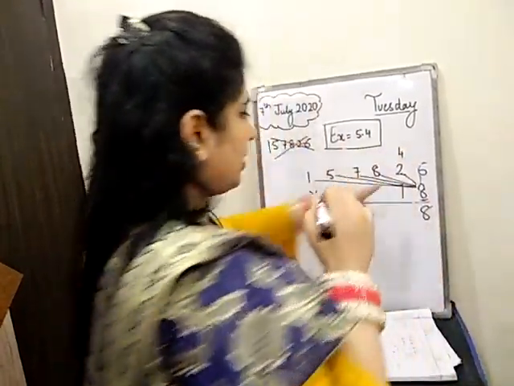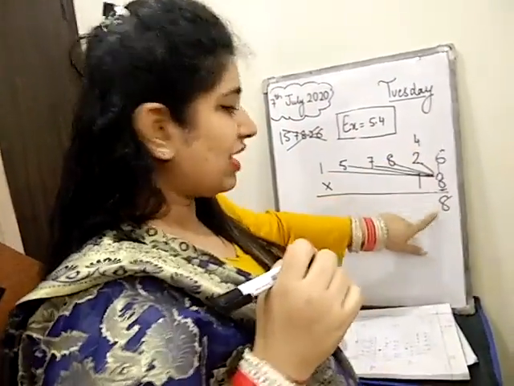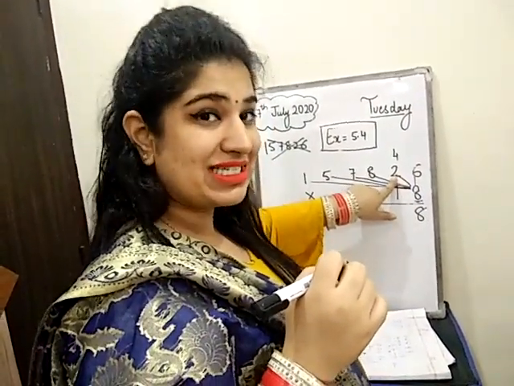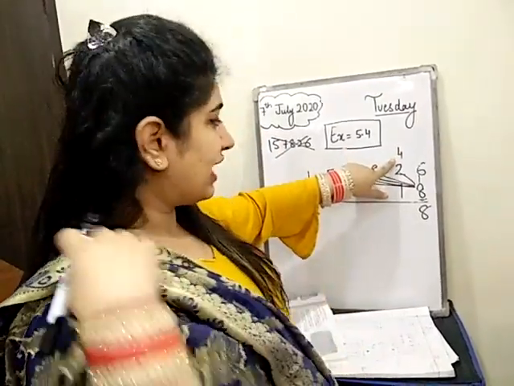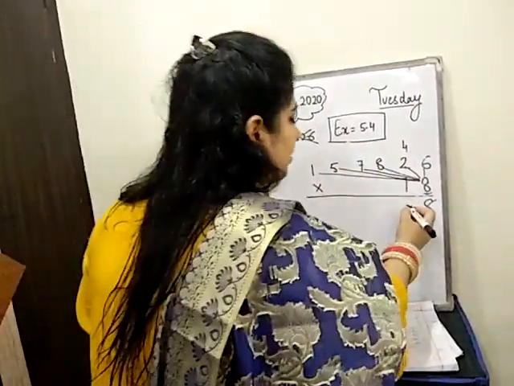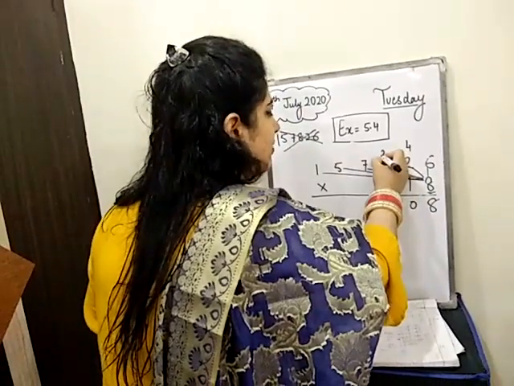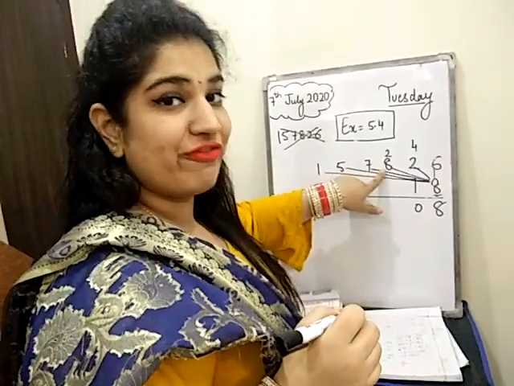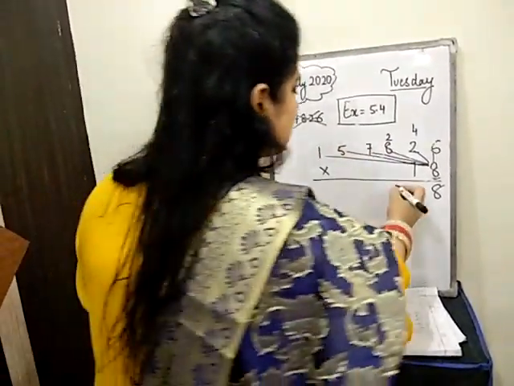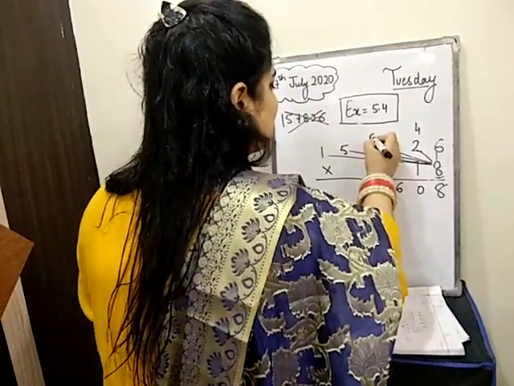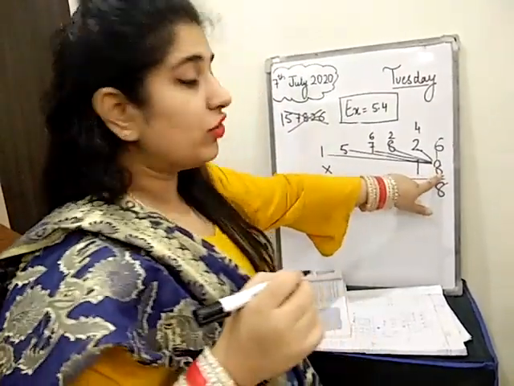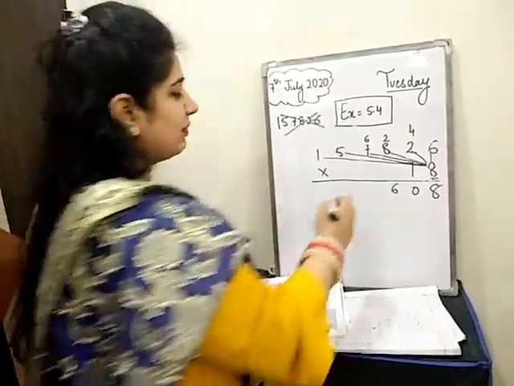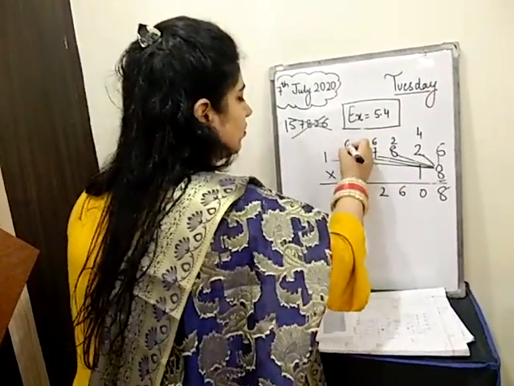So let's multiply. 8 6s are 48. So here you will write 4, that is carry, and 8 you will write here. Now you will multiply 8 with 2. It will be 16. Already we have carry 4, so here it will be 20. So 0, carry 2. Now you will multiply 8 with 8, that is 64, plus 2, 66. So 6, carry 6. Now you will multiply 8 with 7, that is 56, and 6 will be 62.